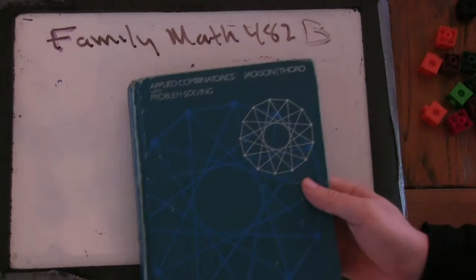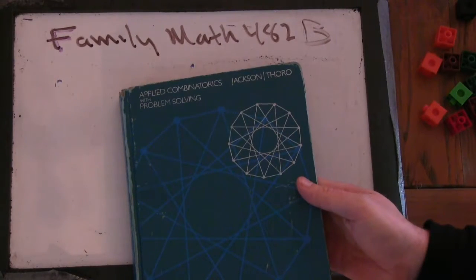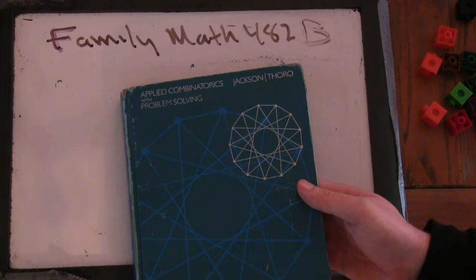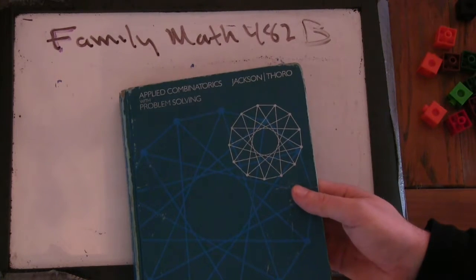Okay, so I have this book called Applied Combinatorics with Problem Solving by Jackson and Thoreau. Actually, this is a class I took in college, and guess who taught me this class? We've done some projects from him. Any guesses? Jim Prop. Oh, Jim Prop taught that class? Yeah, taught me this class.